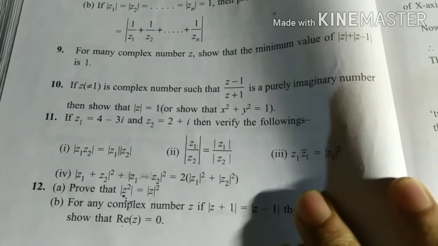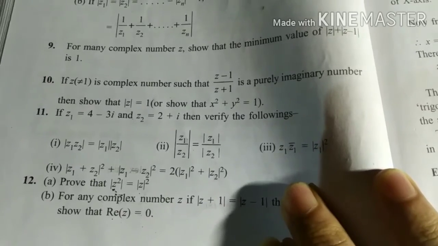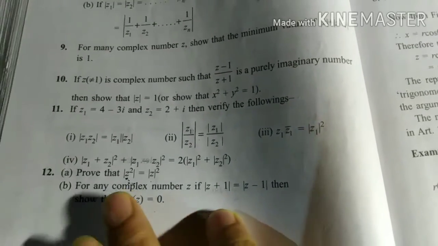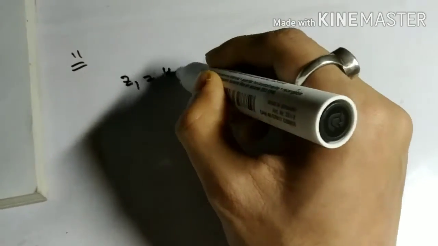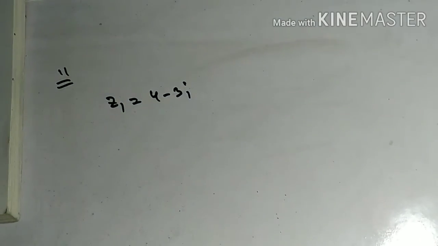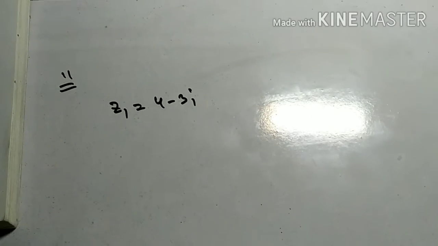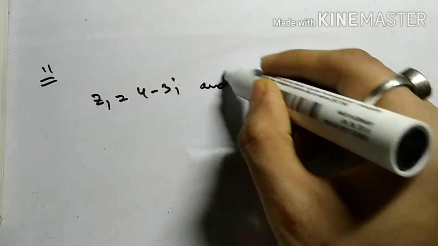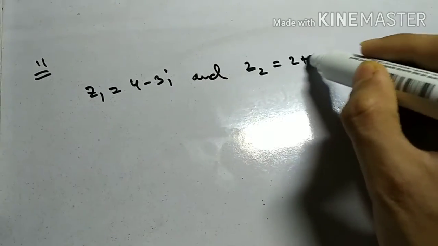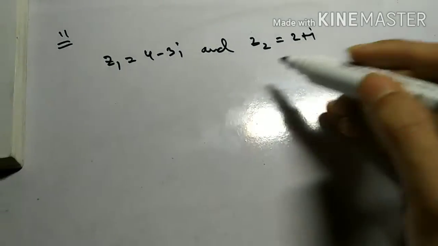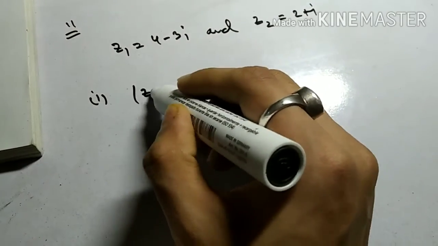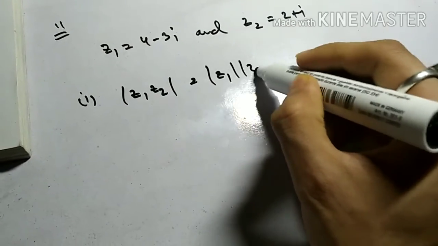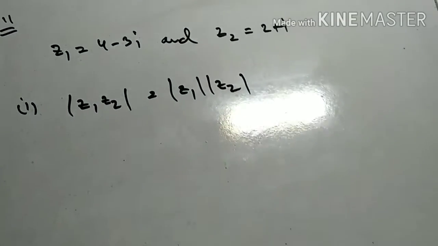So next here, question number 11. If z1 is equal to 4 minus 3i and z2 is equal to 2 plus i, then verify the following. These are what I have to verify here. So question number 11: z1 is given as 4 minus 3i, and z2 is given as 2 plus i. So I have to verify that modulus of z1 z2 is equal to modulus z1 times modulus z2. I have to verify it.